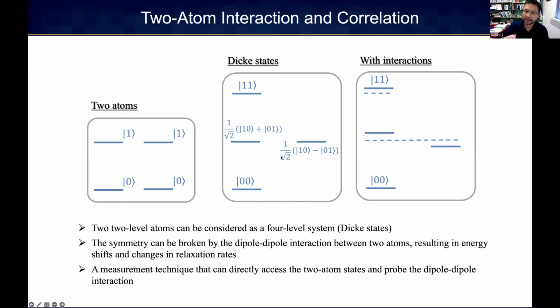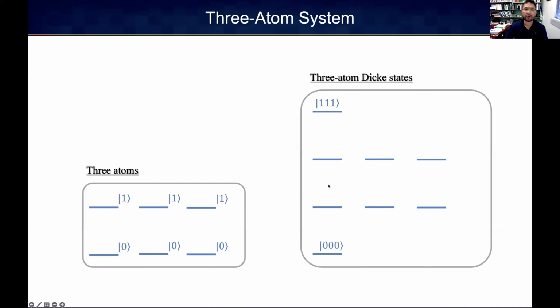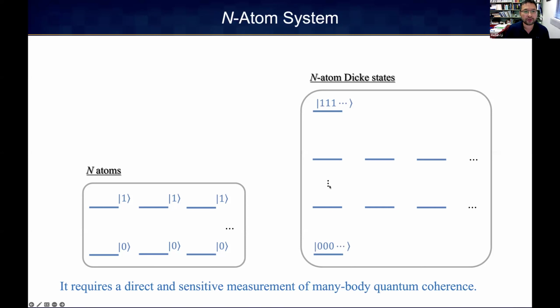Therefore, the symmetry of this 4-level system is no longer there. It's not a symmetric system anymore. And that also gives you a way to actually detect the interaction between two atoms. And of course, this picture can then be extended to a 3-atom system, which is similar, or for that matter, you can extend this picture to n atoms.